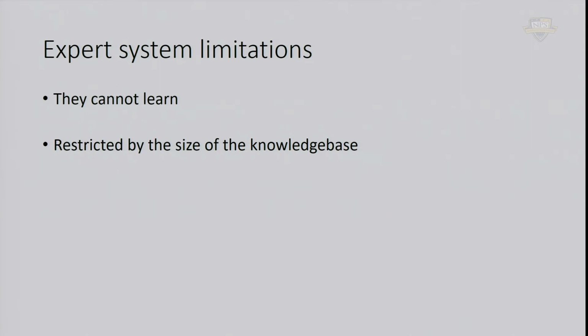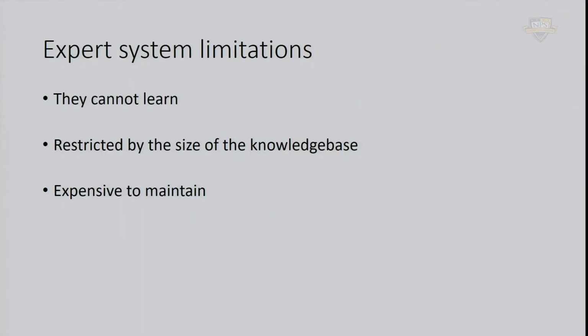They're also restricted by the size of the knowledge base, meaning if some problem I'm trying to solve doesn't have the necessary information in my knowledge base, then I'm out of luck. So I'm only limited to, in the case of Dendral, the 600 or so rules that are in my knowledge base. And because we have this bottleneck, this person that has to hand code all these rules, they're expensive to maintain. So there's a lot of oversight involved in maintaining these systems.